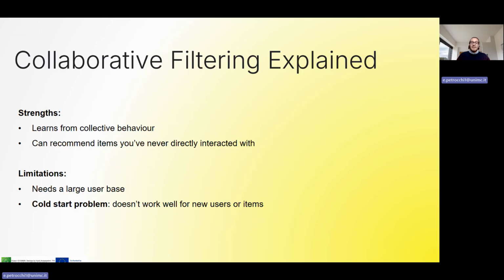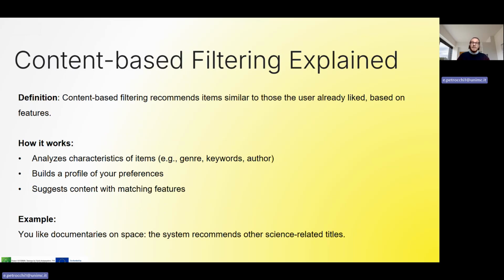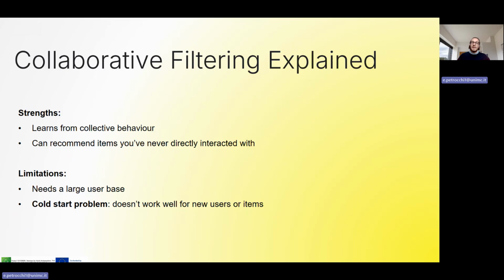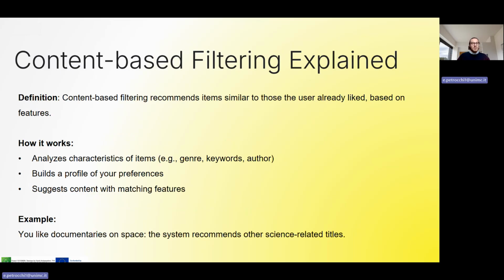And so we can understand the strengths of this mechanism, because it learns from collective behavior and can recommend items that the users have never directly interacted with. There are some limitations, of course, because it needs a large user base, and it should also cope with what is called the cold start problem: collaborative filtering doesn't work well for new users or items because the user profile is not complete, is not well structured, and then the comparison with other items and other users is more difficult to make. And this is why collaborative filtering is often combined with content-based filtering.